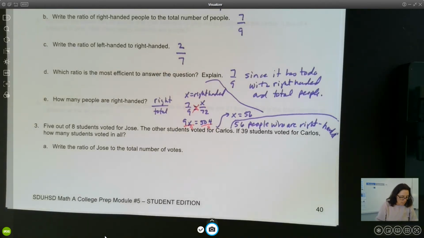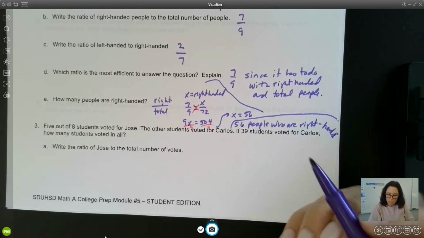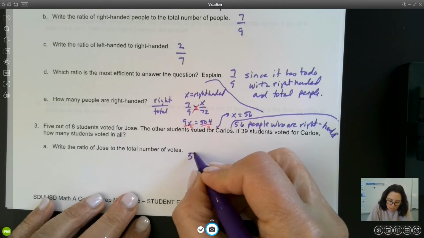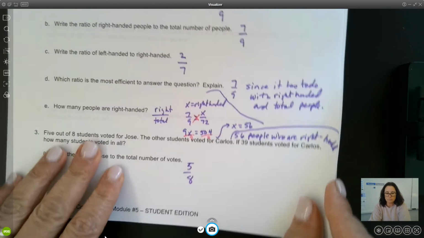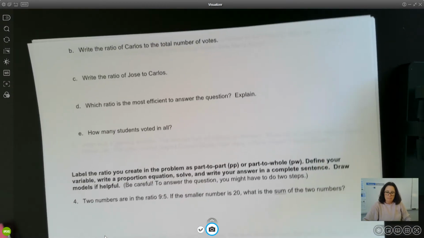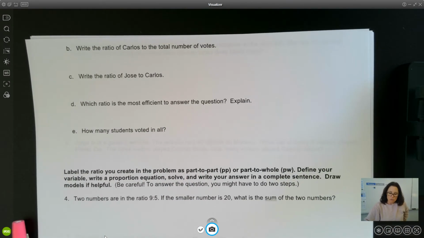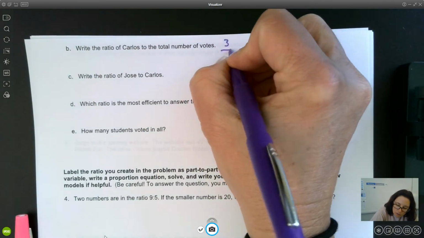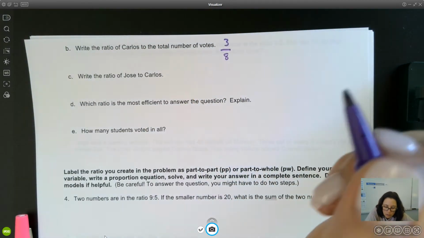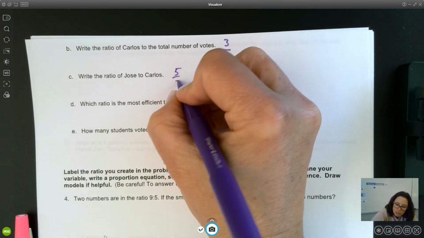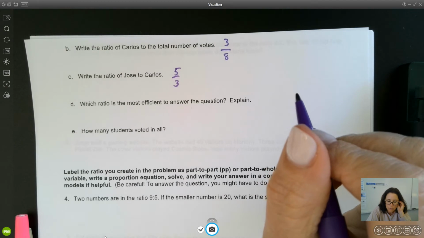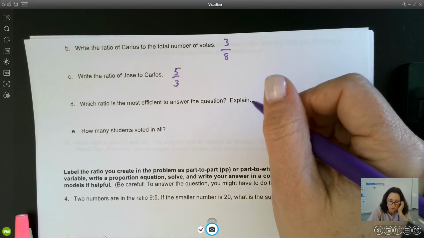Okay, write the ratio of Jose to the total number of votes. 5 Jose, 8 total. Write the ratio of Carlos to the total number of votes. 3 then go to Carlos out of the 8 total. Write the ratio of Jose to Carlos would be 3 to 5. Okay, which ratio is the most efficient to answer the question?